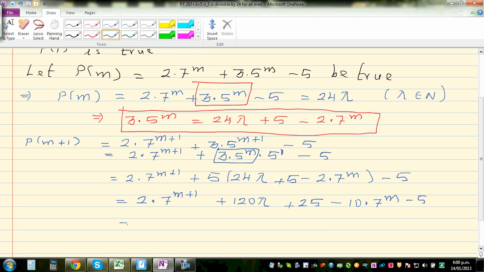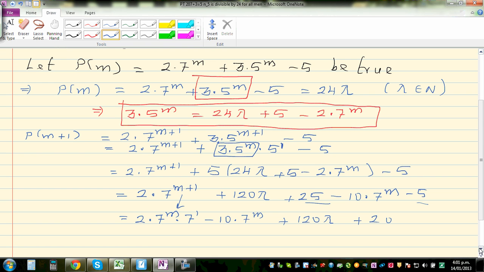So this is equal to, I'm expanding this further. So this, can I write, this is 2 times 7 to the power m times 7 to the power 1 minus 10 times 7 to the power m plus 120 lambda plus 20. 25 minus 5 is 20. And this I have written as this. 7 to the power m plus 1 is 7 to the power m times 7 to the power 1.